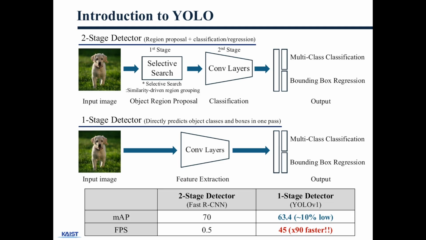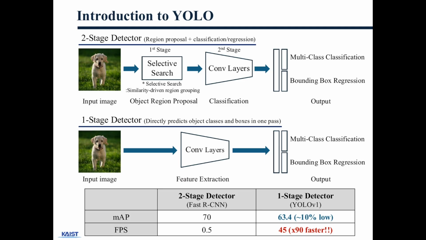A typical example is Fast R-CNN. In this kind of approach, the system first searches for candidate object regions. This first stage is called object region proposal. For example, selective search can group similar pixels and propose regions that may contain objects. Then, in the second stage, a convolutional neural network classifies each proposed region and refines the bounding box.